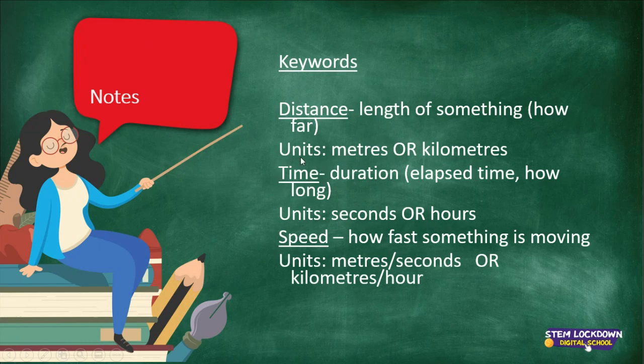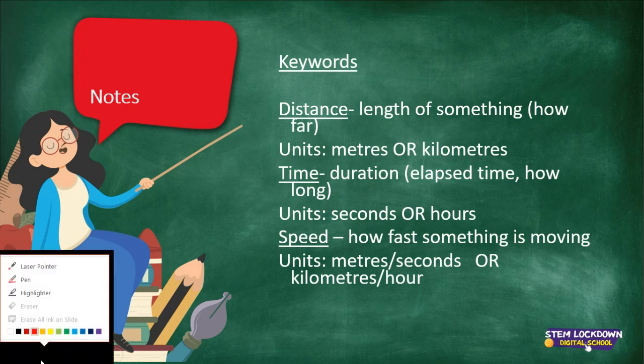Then we have time. Time is duration, how long something takes. So they can ask you how long it took someone to do something, or they can ask you how much time elapsed. Those are all similar ways of asking you the same thing, the time. For our time, they will be using seconds, like meters per second. Sometimes they can ask you in minutes, but mainly seconds or hours.